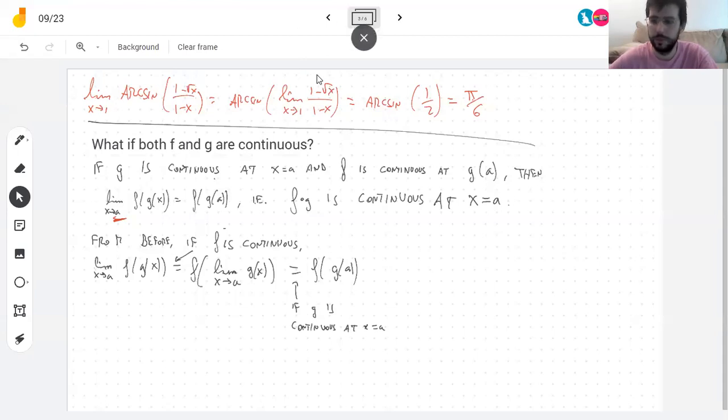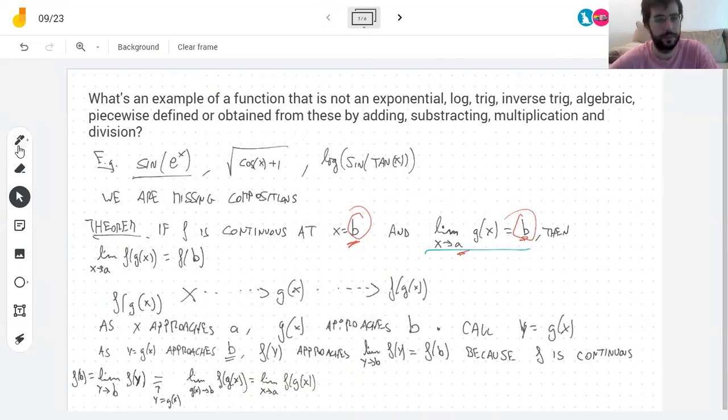Because formulas are made of... where did you get pi over 6? Oh, that's a while ago, wasn't it? I got pi over 6, Courtney, sorry, I missed your message. I got pi over 6 because I know that from memory, but you could put it into a calculator if you don't remember.